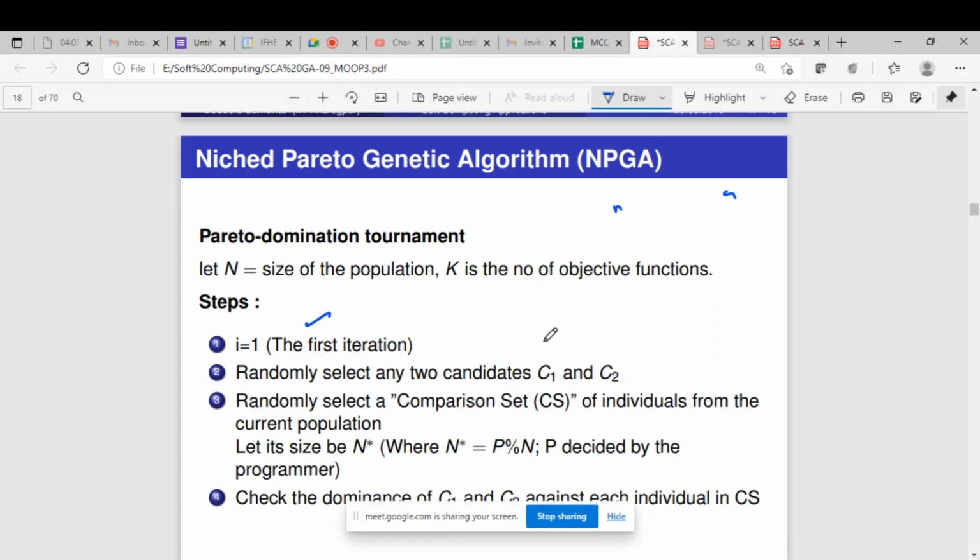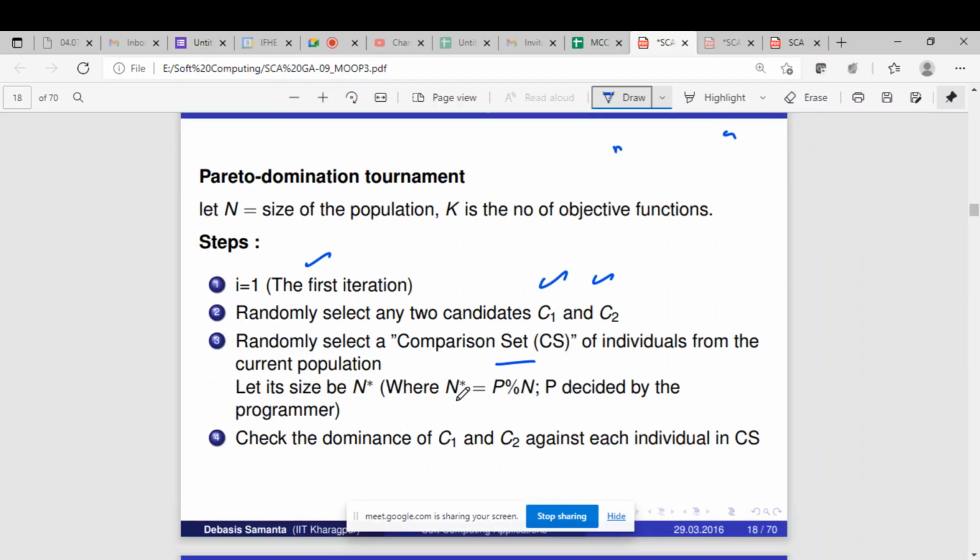Randomly select two candidates, C1 and C2, and randomly create a comparison set of individuals from the current population. What should be the size of the comparison set? The programmer can decide. It should be N star, where N star is equal to p percentage of N, and N is the total size. You may take some percentage depending on the population size. It may be 10%, 20%, or 30%. N star will be decided by the programmer.